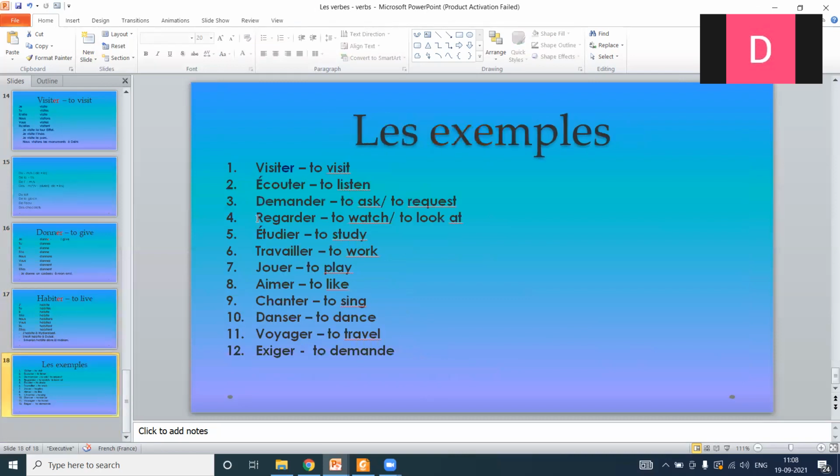These are all the first group of verbs, Shruti. You have to note down all these and conjugate any five verbs. Visiter, to visit. Écouter, to listen; demander, to ask or request; regarder, to watch, to look at; étudier, to study; travailler, to work; jouer, to play; aimer, to like; chanter, to sing; danser, to dance; voyager, to travel; exiger, to demand. Voyager is a -ger verb.